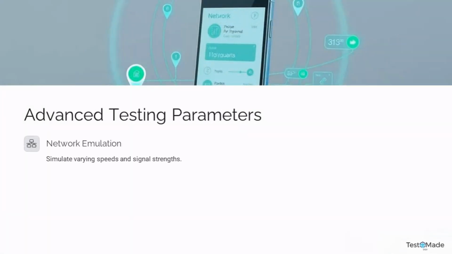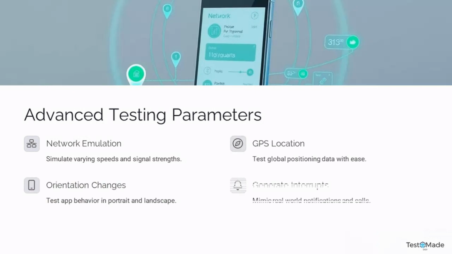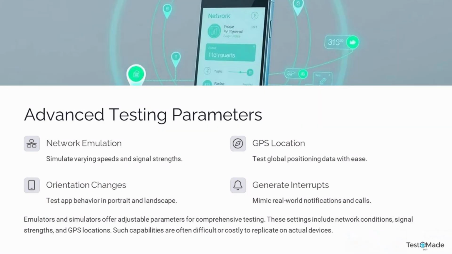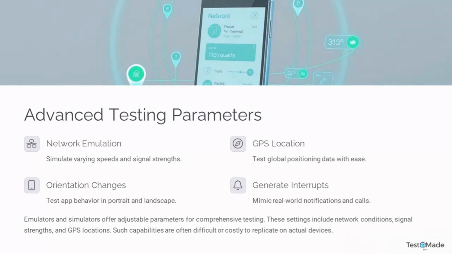Advanced testing parameters. Network emulation. Simulate varying speeds and signal strengths. Orientation changes. Test app behavior in portrait and landscape. GPS location. Test global positioning data with ease. Generate interrupts. Mimic real-world notifications and calls.